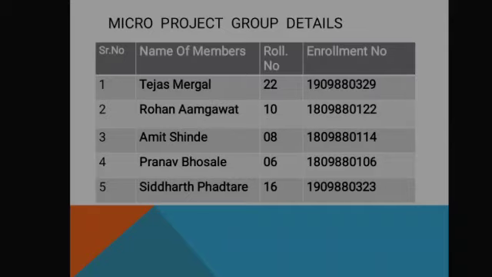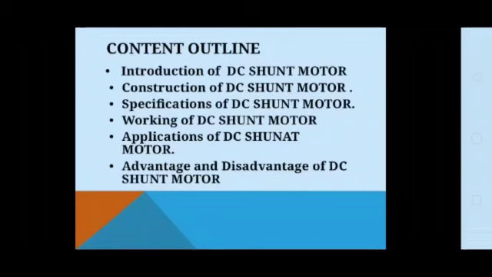So we will see the content outline. First, the introduction of DC shunt motor. Second, construction of DC shunt motor. Third, specification of DC shunt motor. Fourth, working of DC shunt motor. Fifth, application of DC shunt motor. Sixth, advantages and disadvantages of DC shunt motor.